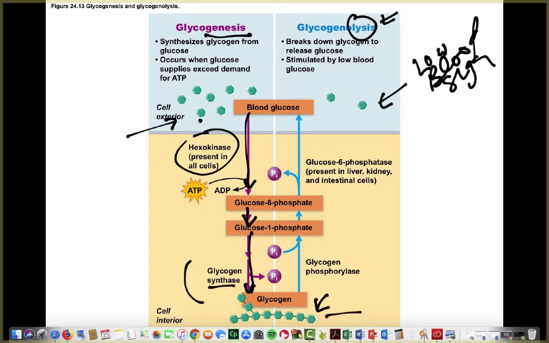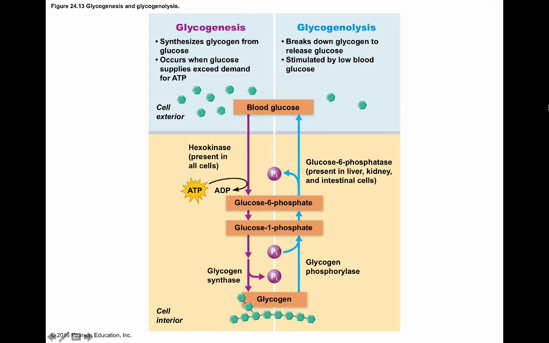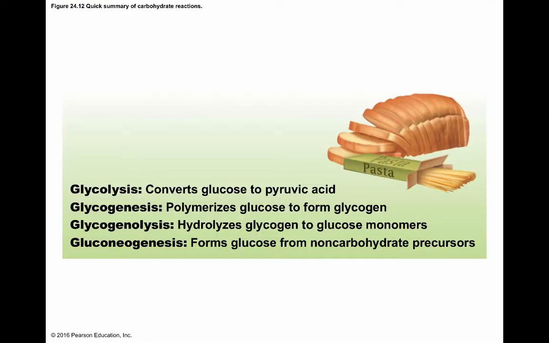And so you have these stores of glycogen. This enzyme called glycogen phosphorylase is going to start breaking it down in the opposite direction. And you have this enzyme, glucose 6-phosphatase. You can see it's present in the liver, kidney, and intestinal cells, and it's going to help break it down even further and release those individual glucose. So this is how you're regulating blood sugar and cellular respiration in the body to allow it to continue.